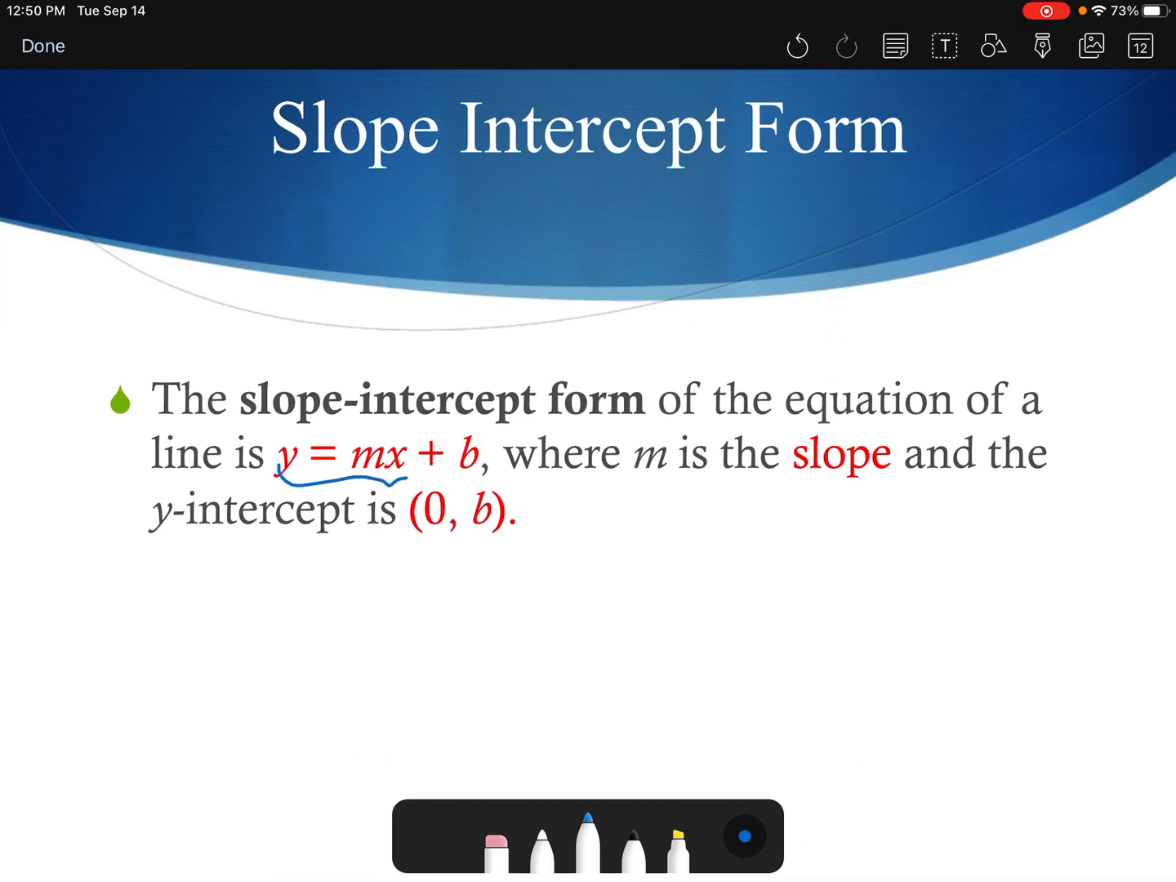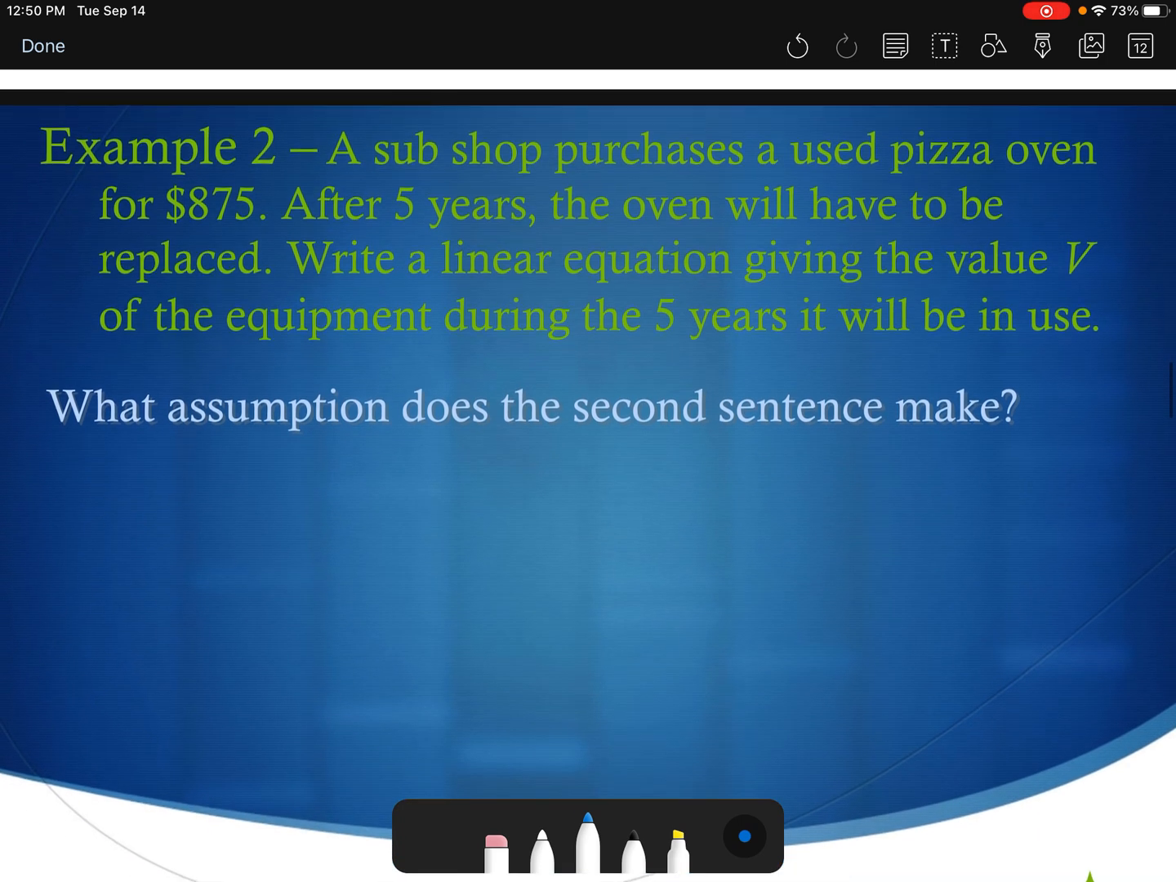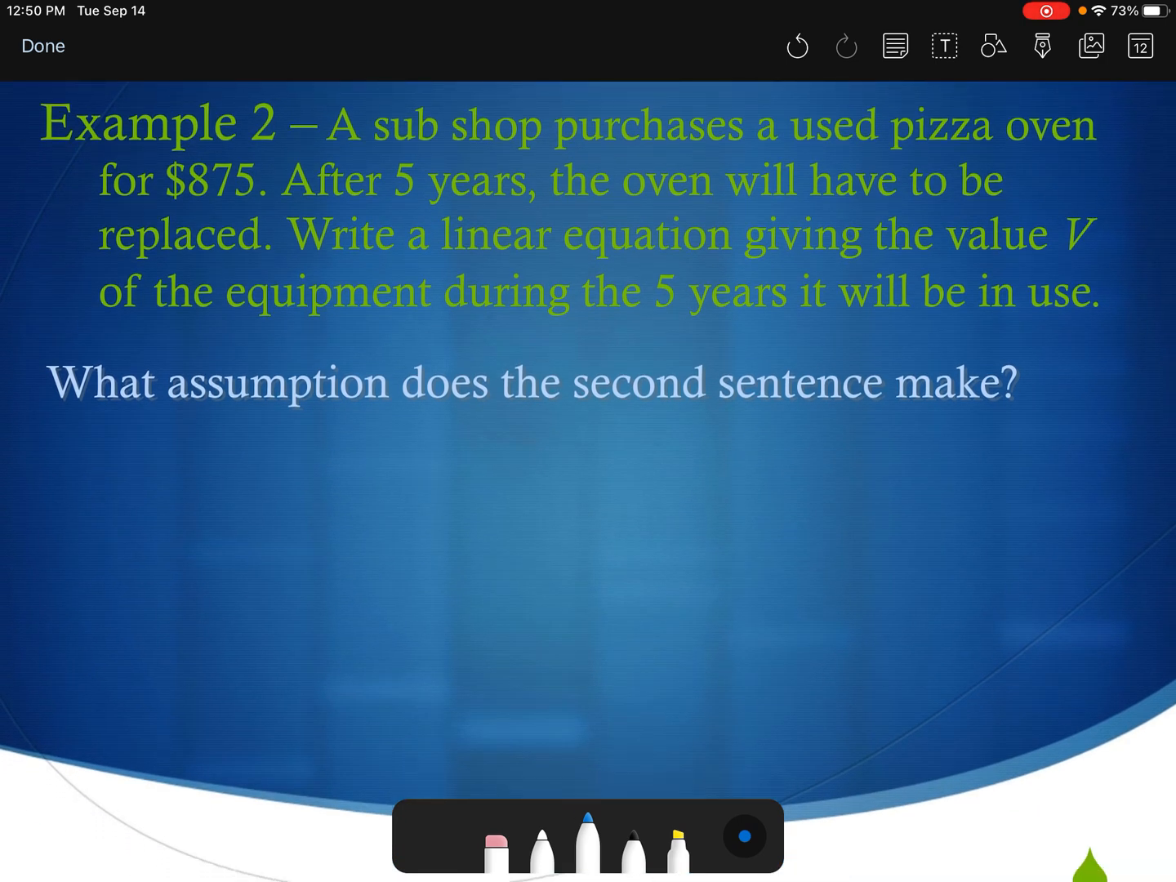Slope-intercept form, just a reminder, y equals mx plus b. m is the slope, b is the y-intercept. So let's go through this question right here and kind of talk about what this rate of change means.